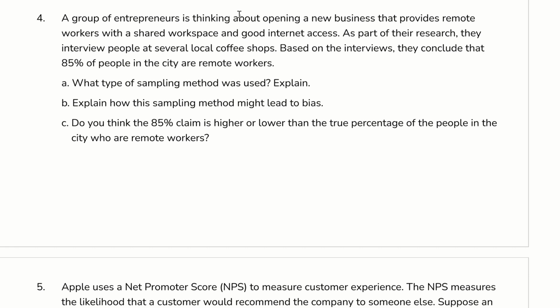Well, if you look at it, so they interview people at several local coffee shops, okay? And so first off, look at the word local. They contacted people in their area, okay? So if you're contacting people in your area, that is a convenient sample. They didn't use any randomization for their process, okay?